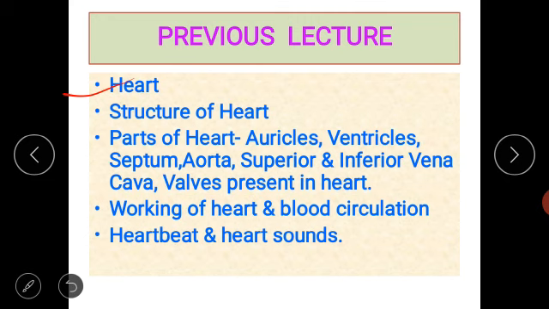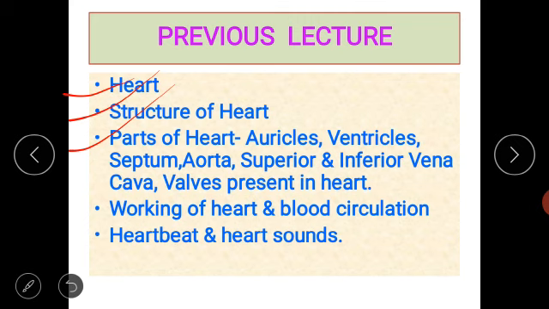Then I explained to you about the structure of the heart. How is the structure of heart? Which are the parts of the heart? Like auricles, ventricles, septum, aorta, superior and inferior vena cava, and the valves present in the heart, which are in between auricle and ventricle, and which guard the aorta, to prevent the backflow.